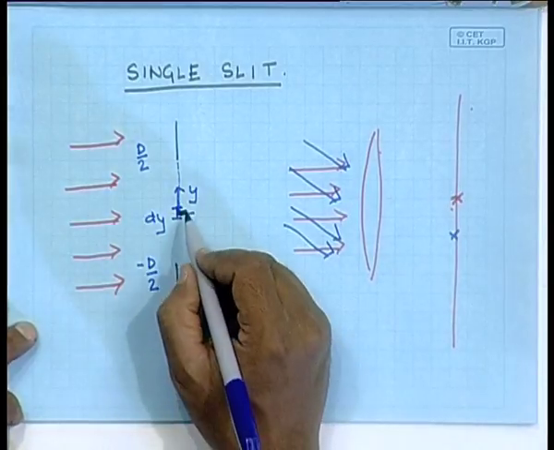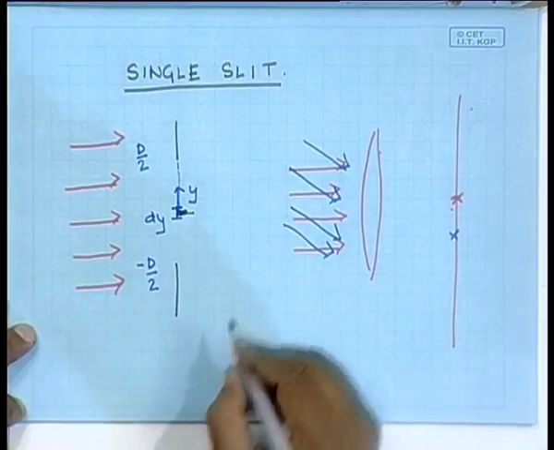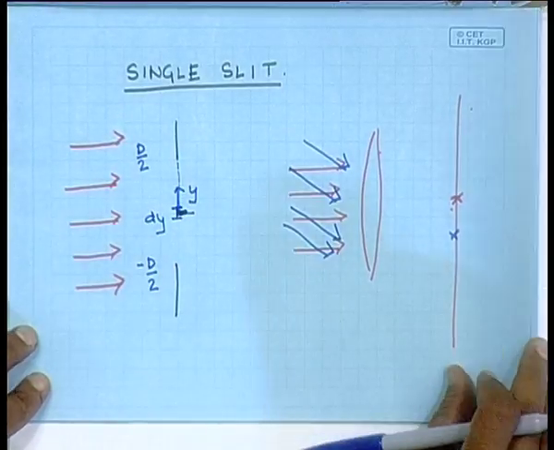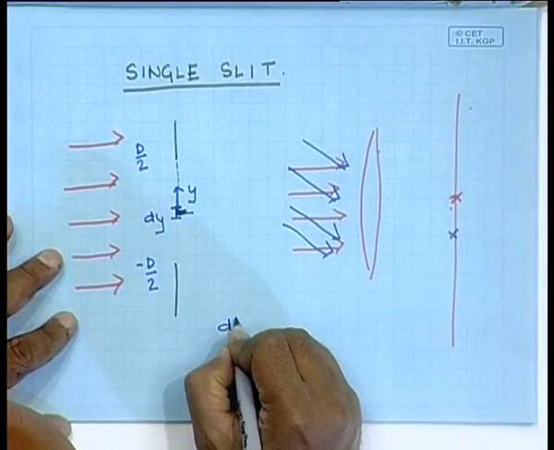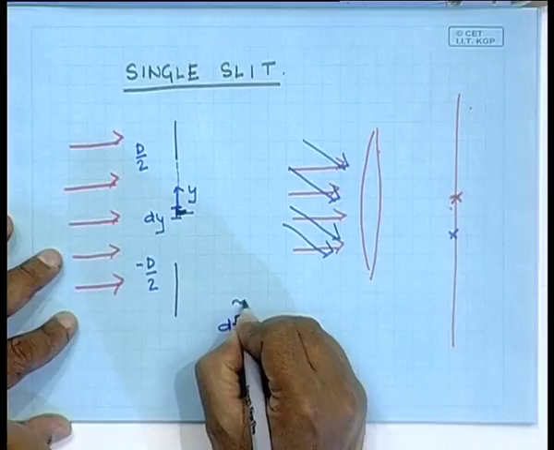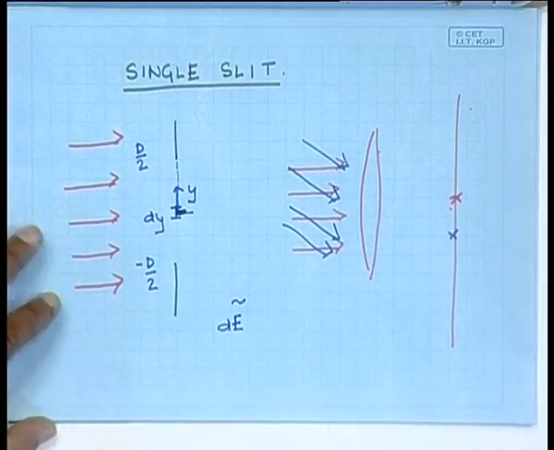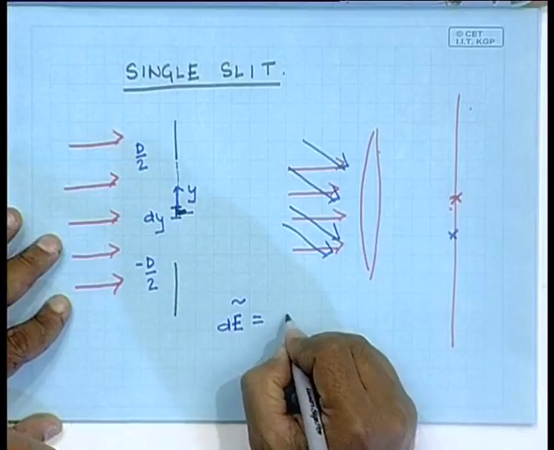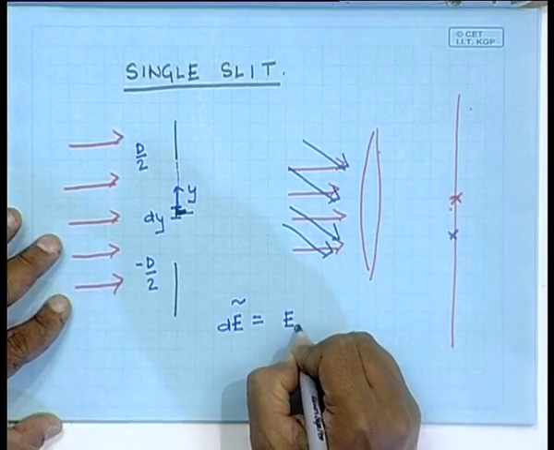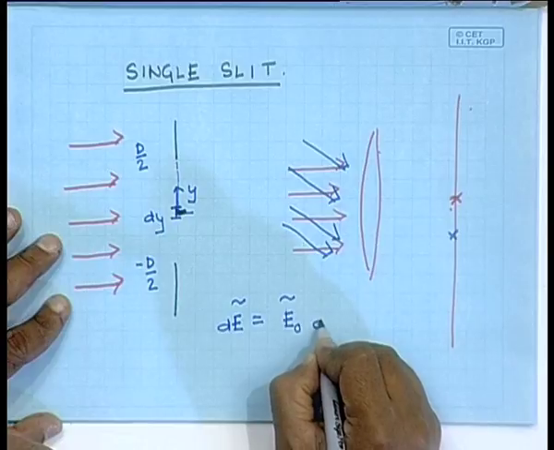The amplitude of the wave which comes out from here, we will write that as dE tilde. The amplitude in complex notation is a complex number, E tilde. So, we will write down the amplitude of the wave as E0 dy.